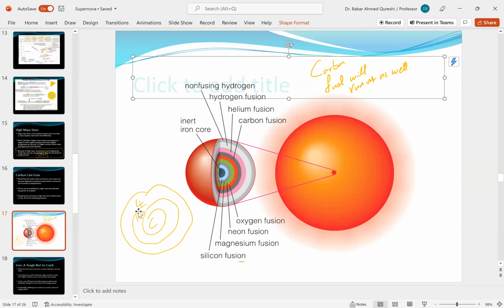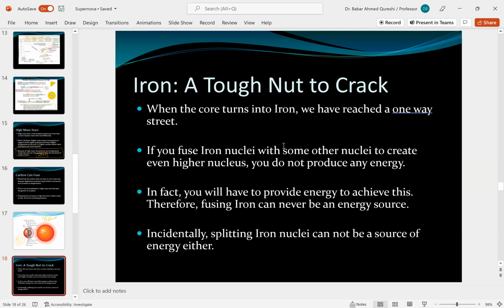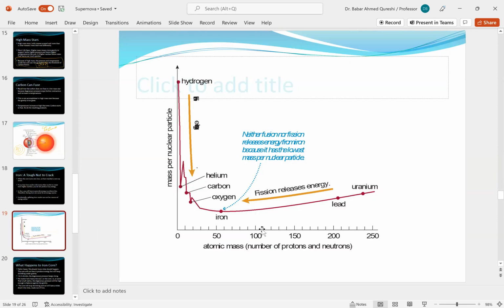Now, you expect that the crush of the star would be so much that it will cause the iron to fuse. But iron is a very tough nut to crack. Because if you fuse iron nuclei with some other nuclei to create an even higher nucleus, remember that you do not produce any energy. In fact, you will have to provide energy to fuse the iron. Remember, the iron sits at the bottom of the valley. So you go this way, you don't produce energy. You go this way, you don't produce energy. So you cannot crush iron to cause it to fuse.